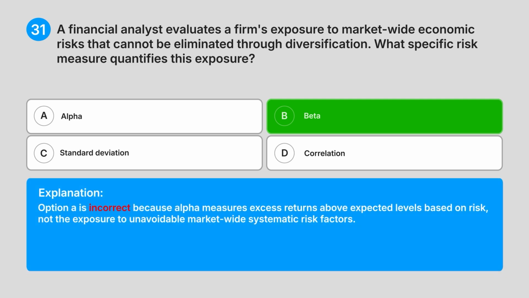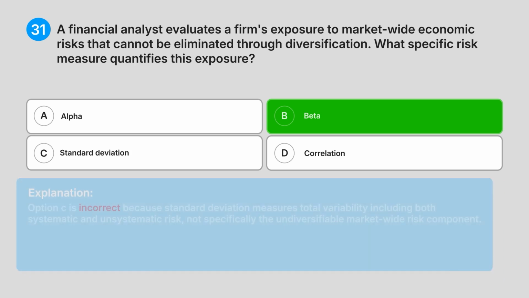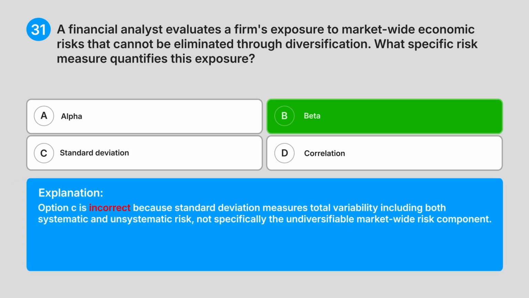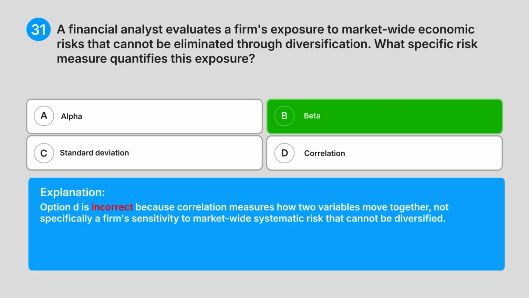Option A is incorrect because alpha measures excess returns above expected levels based on risk, not the exposure to unavoidable market-wide systematic risk factors. Option C is incorrect because standard deviation measures total variability, including both systematic and unsystematic risk, not specifically the undiversifiable market-wide risk component. Option D is incorrect because correlation measures how two variables move together, not specifically a firm's sensitivity to market-wide systematic risk that cannot be diversified.